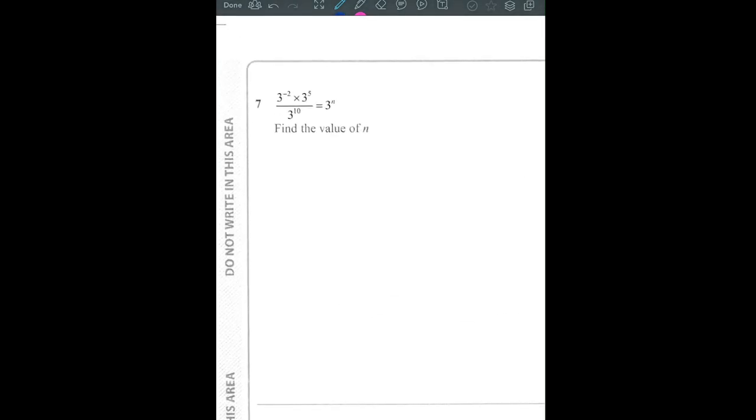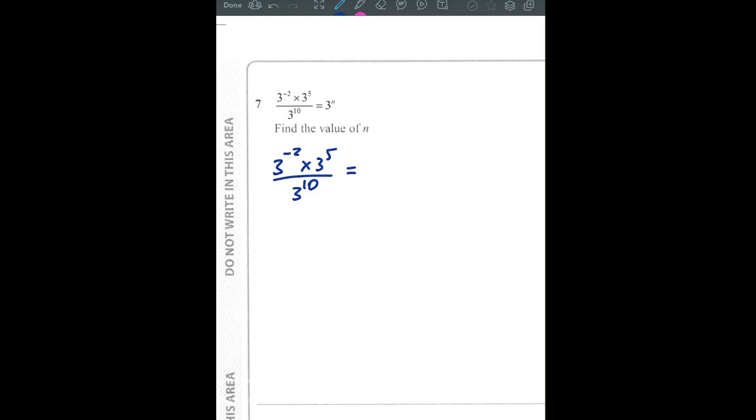The left-hand side looks complicated. The right-hand side looks like it'll tell us what the n is. So let's deal with the left-hand side. 3 to the negative 2 times 3 to the 5 over 3 to the 10. You'll be tempted to type that into your calculator, but that won't give you anything useful. So instead, let's use our rules of indices.